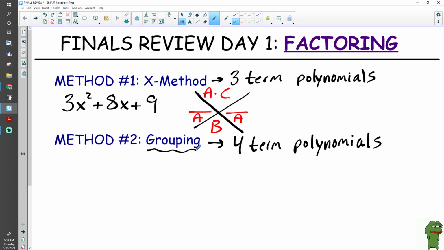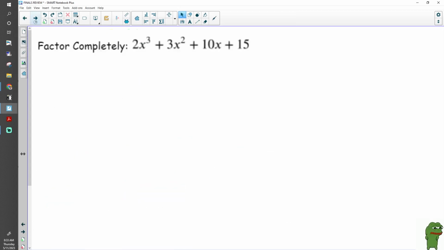Grouping is when we factor polynomials with 4 terms. The reason it is called grouping is because we will group our polynomial into 2 separate parentheses. We are going to create 2 groups and then take out GCFs. That's why it's called grouping. Okay, so let's go ahead and do that.